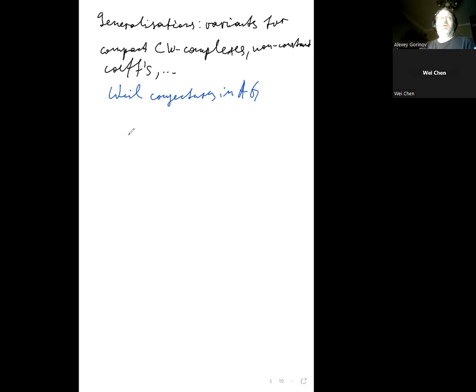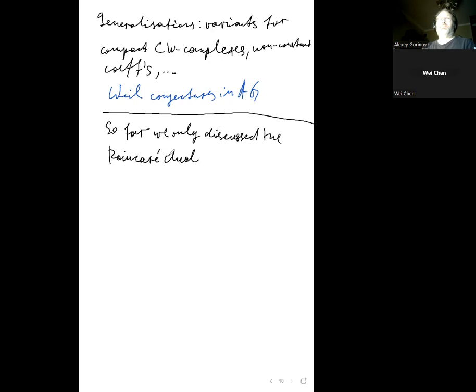Okay, so let's see. Well, so far we only discussed the Poincare duality for smooth manifolds, or both in the smooth and topological case, but for manifolds without boundary.